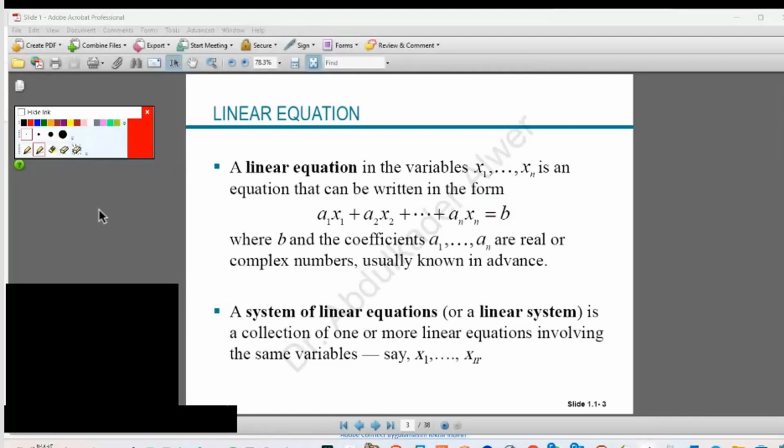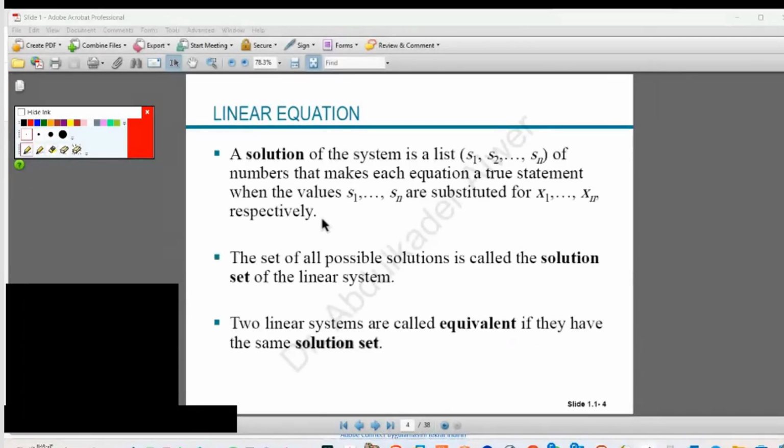Now this is first: a system of linear equations, or linear system, is a collection of one or more linear equations. So we have either one equation or many equations. This is called linear equations or a linear system. Now, the solution for this system. As we studied before at high school, the system has a solution set.